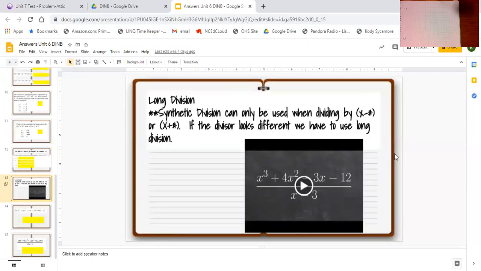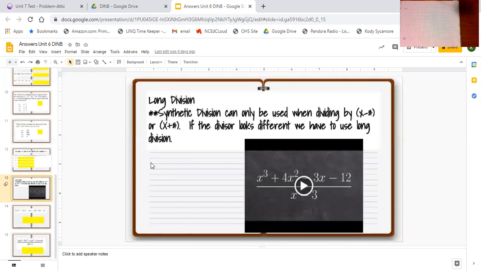All right, so in this video, we're looking at a different type of division. We did synthetic division last week, and we're going to be looking at long division today and tomorrow. On slide 13, it says that synthetic division can only be used when you're dividing by 1x minus a number or 1x plus a number. If the divisor looks any different than that, then we have to use long division.